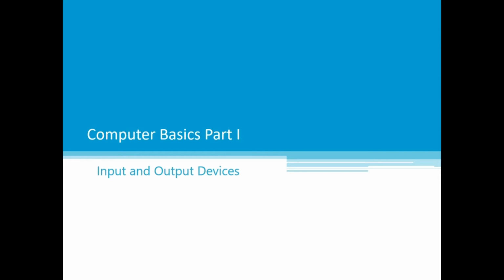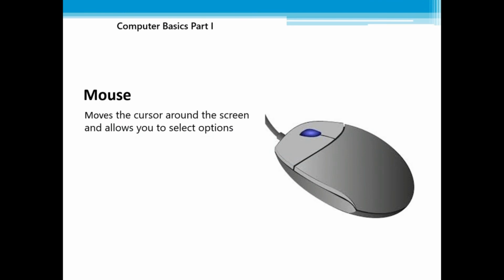Now here we've got your input and output devices. Your mouse. It moves the cursor around the screen and allows you to select different options on your screen. So you would use the mouse to select a program or anything that is on your screen.